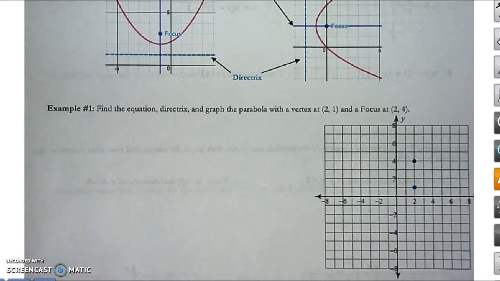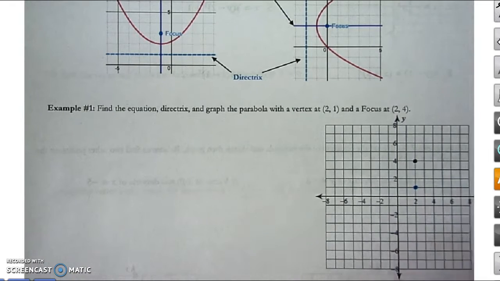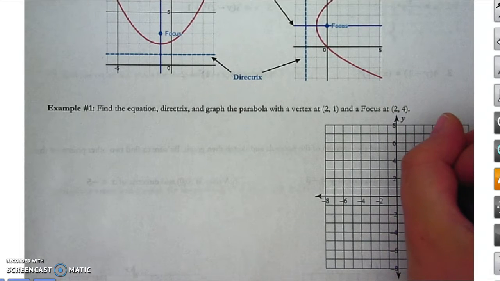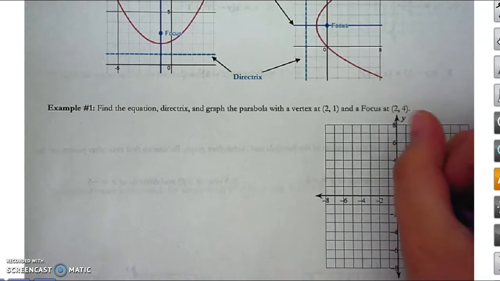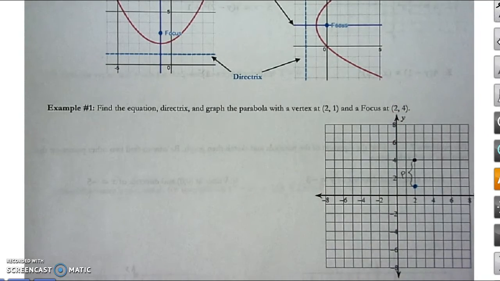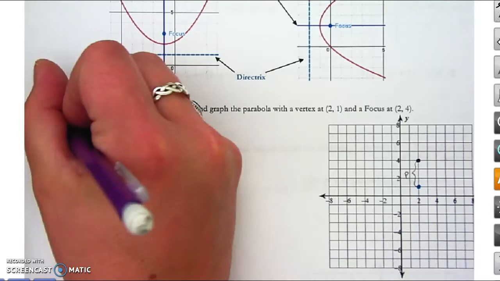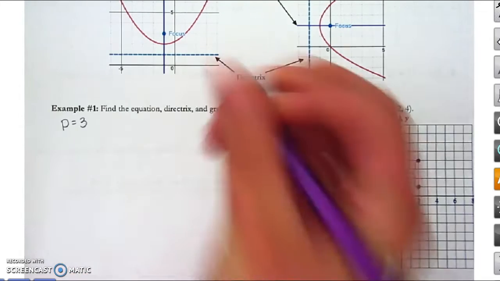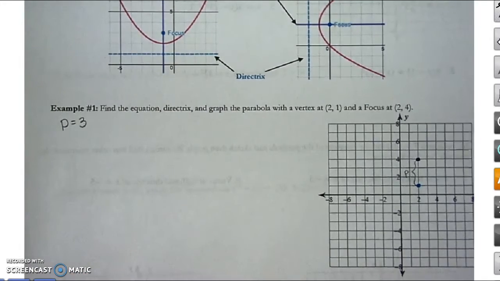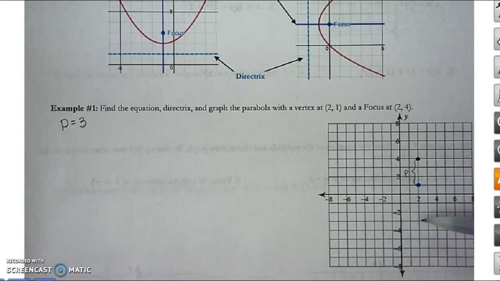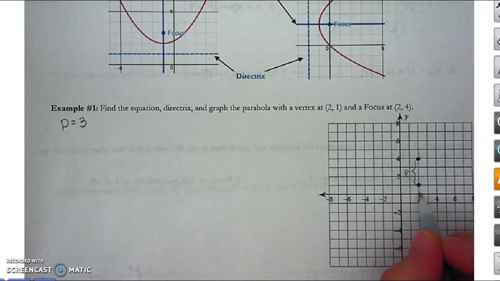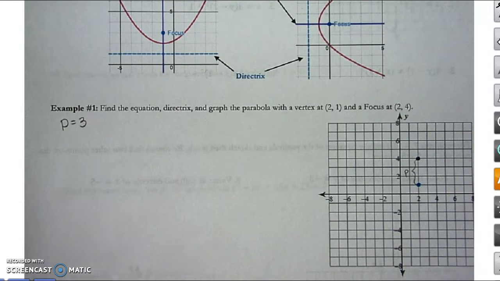Okay. So with those on the graph, what that tells you is that the distance between those 2 points, remember from the activity, is p. So I'm going to write that over here. That means that p is going to be equal to 3, which will help us write our equation in a little bit. Some other things we also need is our directrix. So remember that from the vertex to the focus and the vertex to the directrix is the same amount or same distance. So to the directrix would also be 3 units.